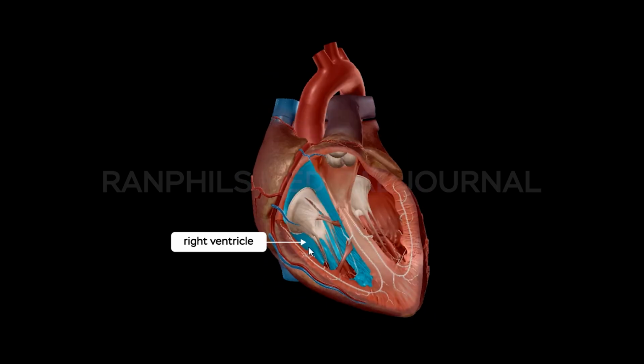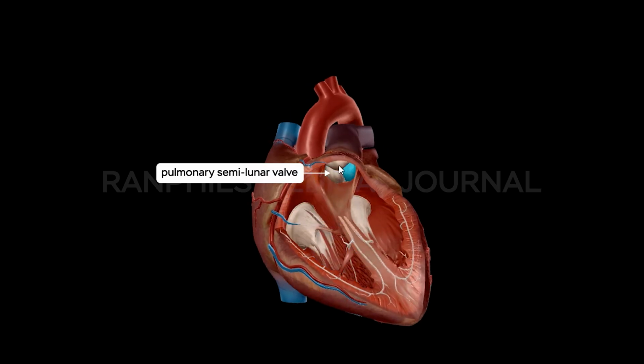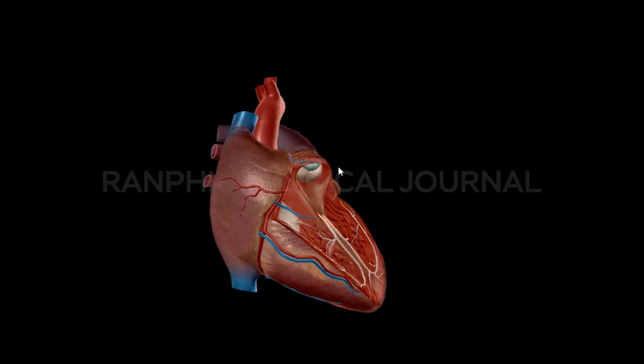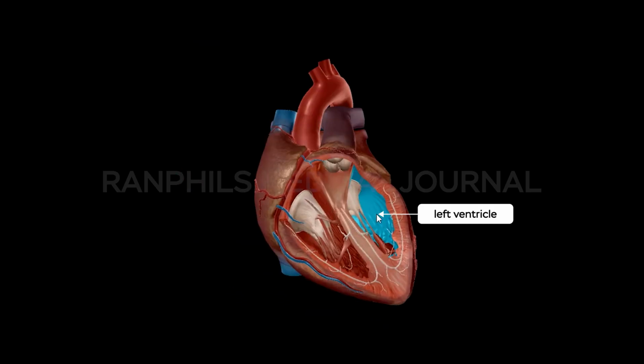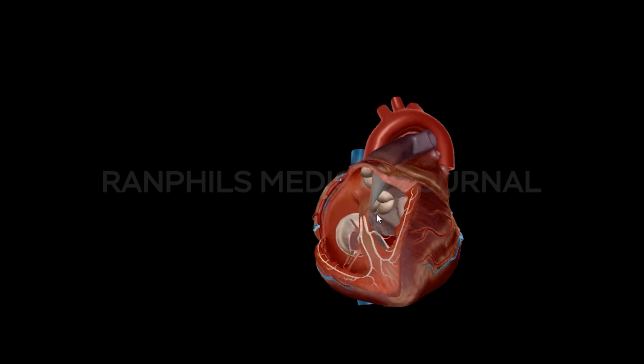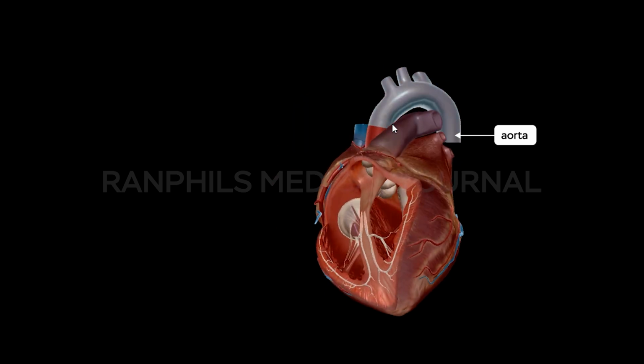This is the right ventricle. The right ventricle pumps deoxygenated blood to the lungs for oxygenation. The blood flows through the pulmonary semilunar valve into the pulmonary artery, which carries it to the lungs. The left ventricle pumps oxygenated blood to the entire body. The blood flows through the aortic semilunar valve into the aorta, the largest artery, and distributes it to the body.